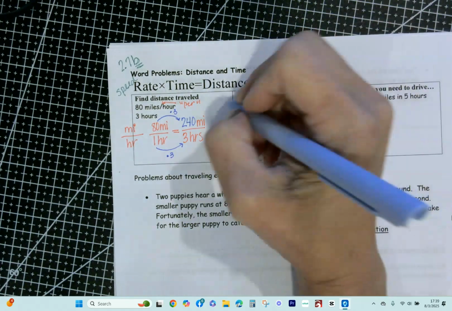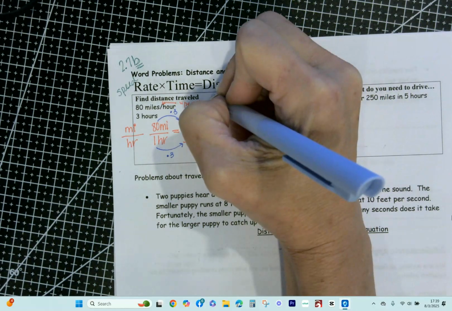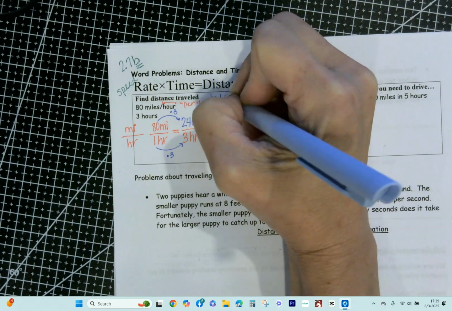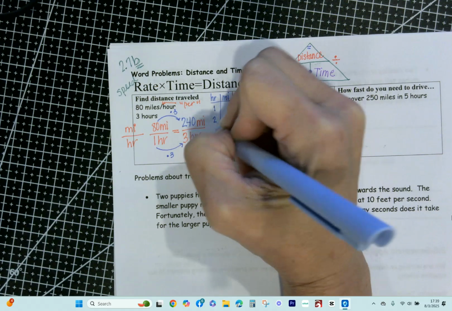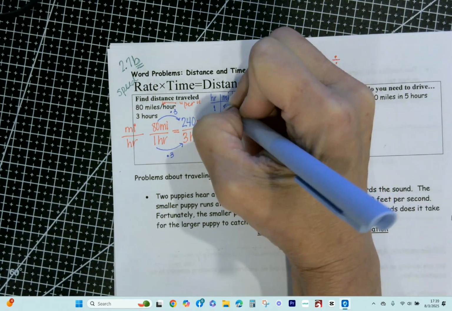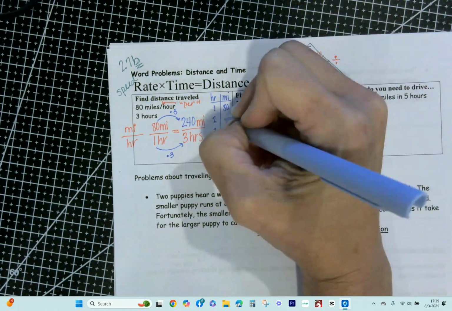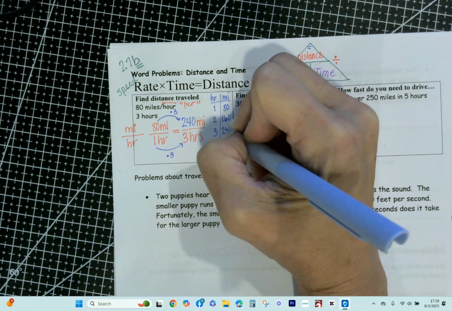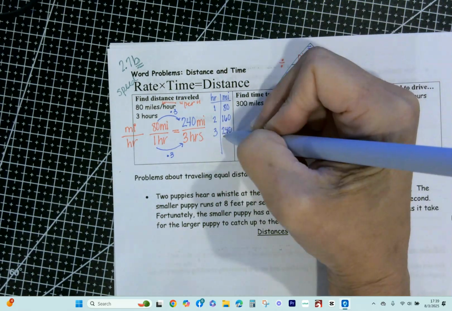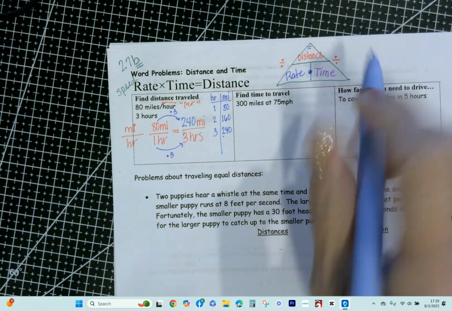Okay. Another way to look at it is you got hours and miles. So 1, 2, 3. 1 hour is 80 miles. 2 hours is 160. 3 hours is 240. So you could do it like this. You could do it like this.